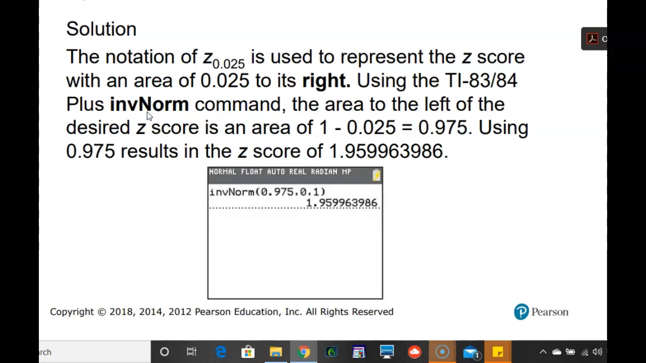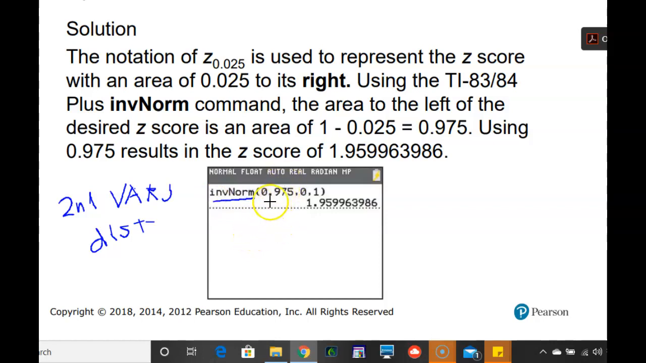So using the TI-83/84 to get the inverse norm command, you press second, and then the VARS key, because that brings you to the distribution menu. I have to write really slowly here. Maybe my computer is just too slow for this. And then you choose invNorm.